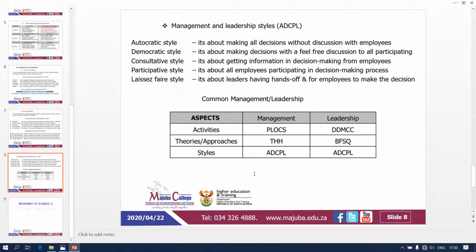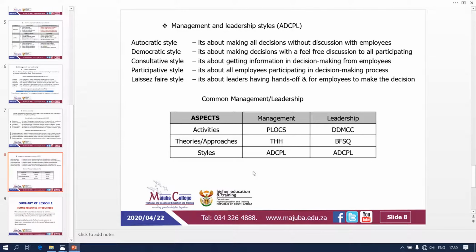Let's move on. Let's look at management and leadership style. These styles work together for both management and leadership. But as a leader, as a manager, you choose which one, because all of them are working: autocratic, democratic, consultative, participative, laissez-faire. Autocratic is about making all decisions without discussing with employees. This style is not simply correct or incorrect. It depends on the application.